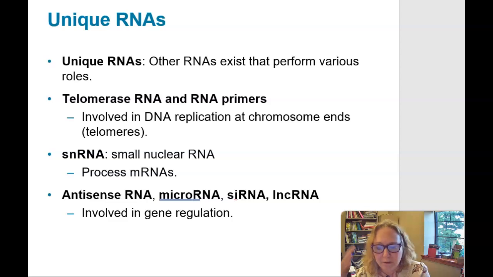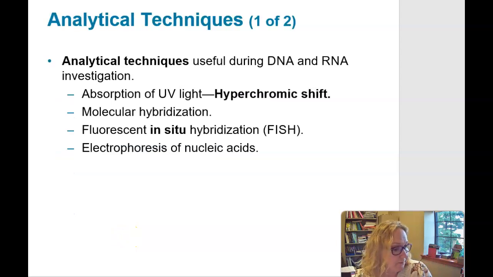There's also some other weird RNA, of course, because there's RNA and everything that's weird. There's telomerase RNA and RNA primers. We will put primers in when we do PCR. There will be RNA primers. There's small nuclear RNAs and those process messenger RNA. There's antisense RNA. There's microRNA. I mean, there's just a bunch of these things involved in gene regulation.